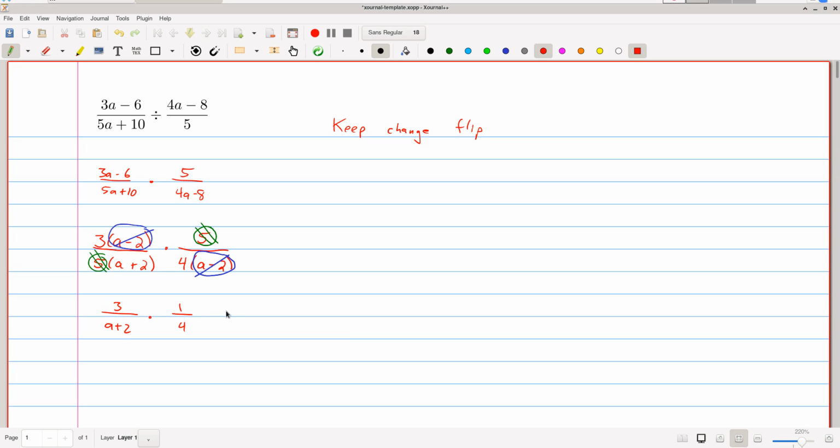So now we'll multiply the numerators. So 3 times 1 is 3. And then multiply the denominators. So we have 4 times a plus 2. You can leave the answer in this form, or if you'd prefer, you can actually distribute in the denominator to have this as 3 over 4a plus 8. So either of these two is perfectly fine as your final answer.